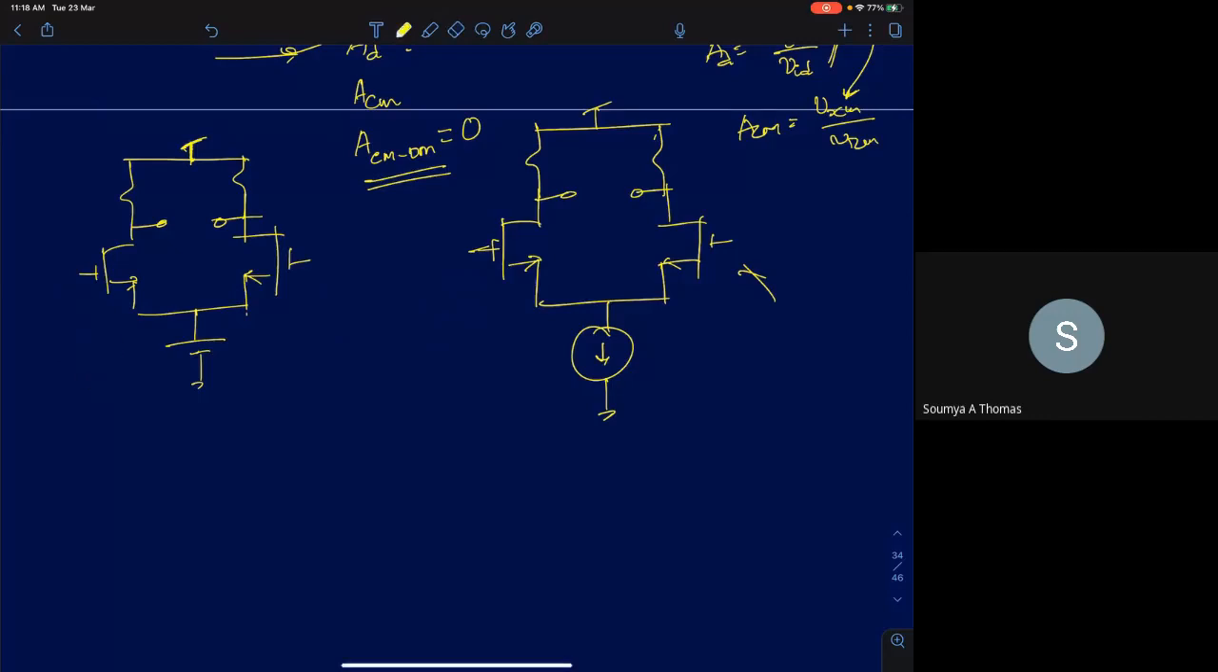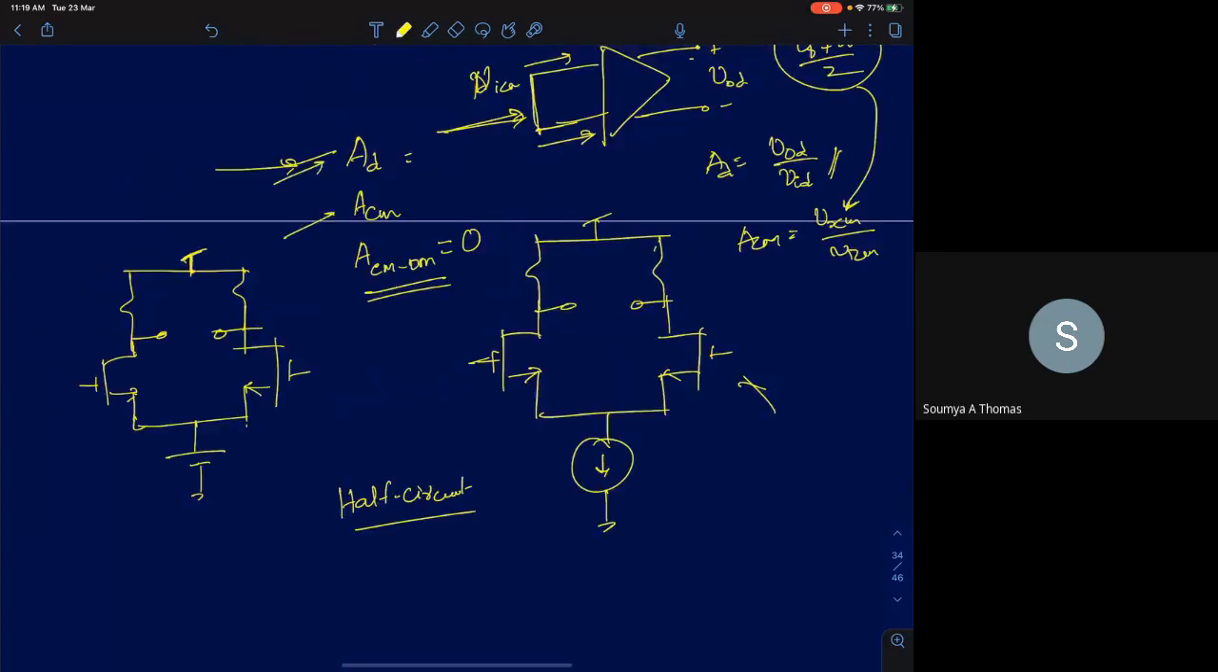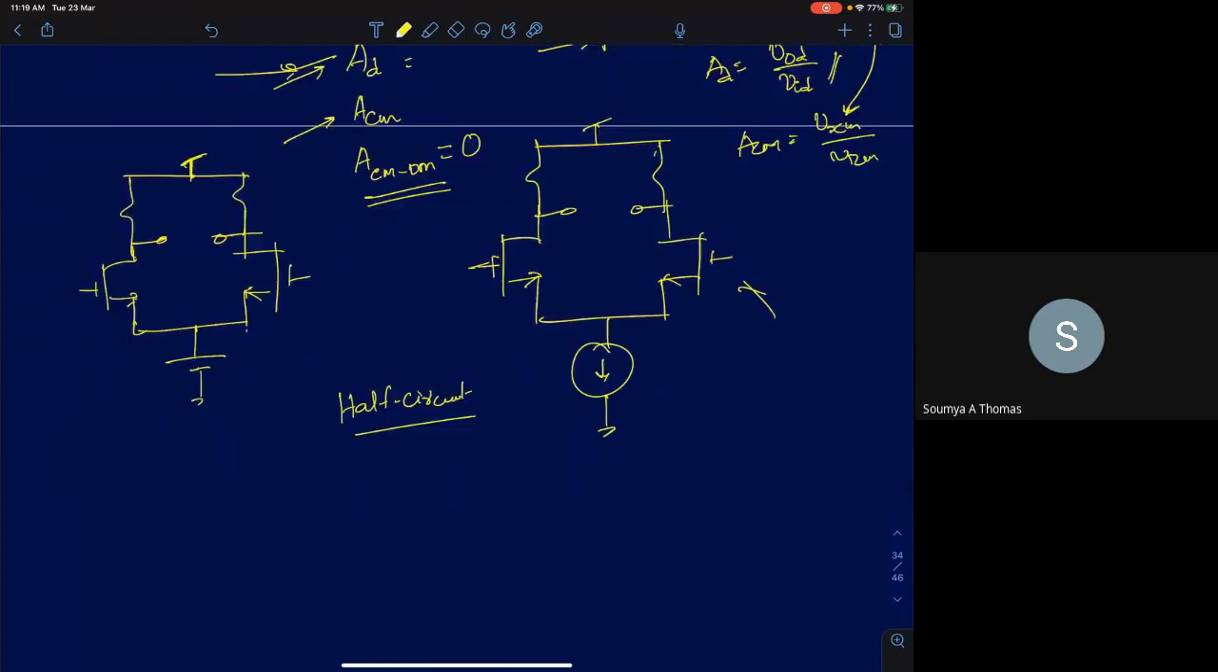And in the previous lecture, we introduced the idea of half circuit. We said that if you see an actual differential amplifier, when we were trying to find out the differential and common mode voltage gains, we were analyzing both halves of the circuit, and since both halves are identical, we didn't really need to analyze both. Can we just analyze one half of the circuit and get these parameters, differential gain and common mode gain? So that's when we introduced the idea of half circuit.